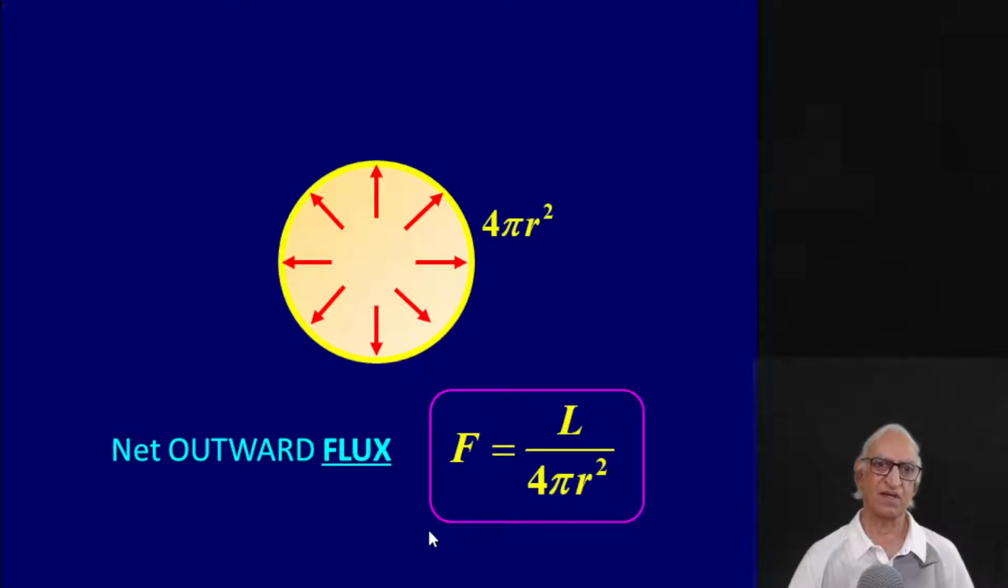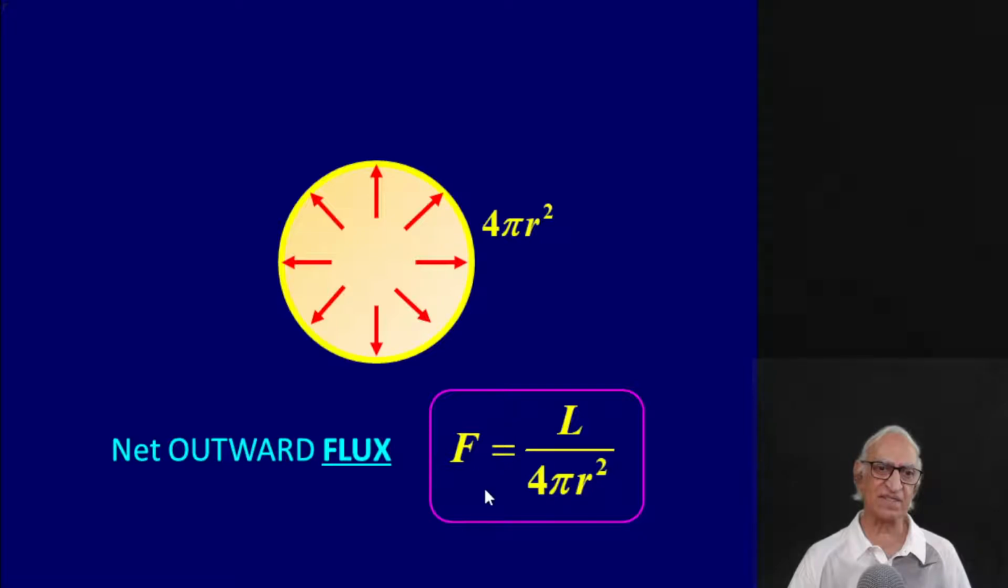Now, we have been considering an imaginary surface of radius small r, whose surface area is 4 pi r squared. And over there we were considering an elementary cylinder of length dr. And we said the net flux incident on it is capital F.